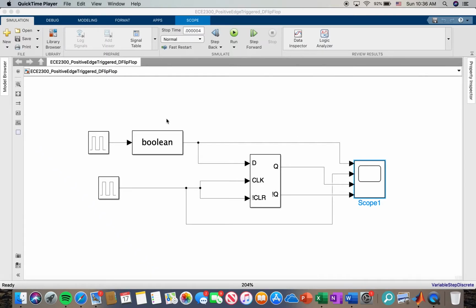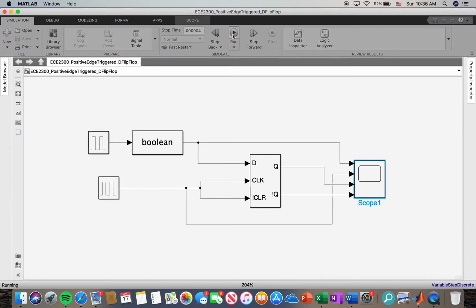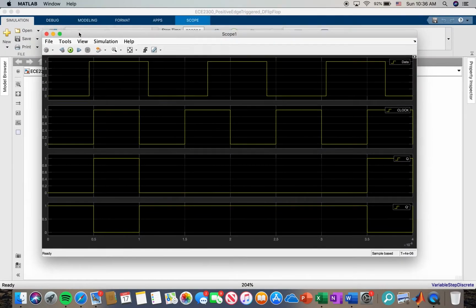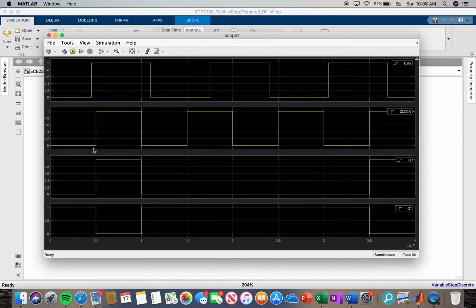Alright, so here we have the positive edge triggered D flip-flop. As you can see, if we run this and then open up the scope. So as the clock triggers on the positive edge, the output of Q and Q prime will become what the data input is.